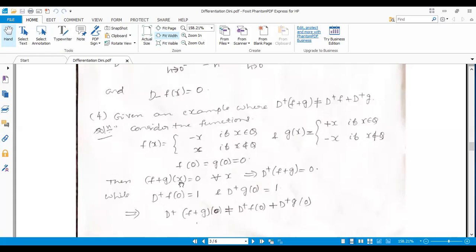Then f plus g of x means D plus of f plus g is also 0. D plus of f of 0, you get 1. D plus of g of 0 is also 1. But here what happened? This D plus of f plus g is 0, but here you get 1 plus 1, that is 2. This example shows that they are not equal.